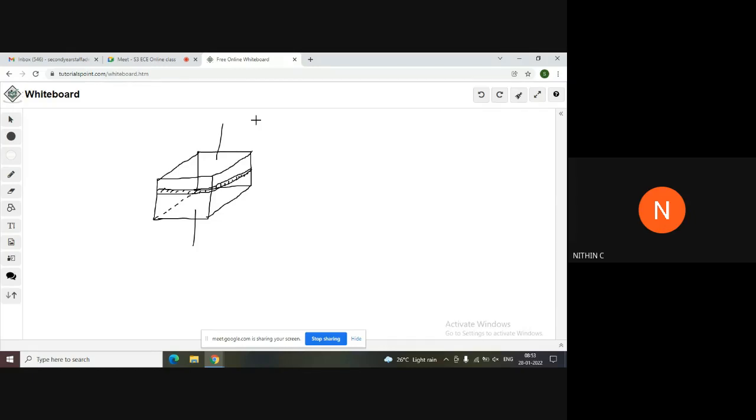Continue with the MOS capacitor. In the MOS capacitor, we have studied the different regions of operation, like accumulation, depletion, inversion, and strong inversion. And we have also learned the condition for strong inversion. In the case of strong inversion, we have the condition that phi s, the surface potential, will be equal to 2 phi f. And you know what these terms are, what surface potential is and what Fermi potential is.